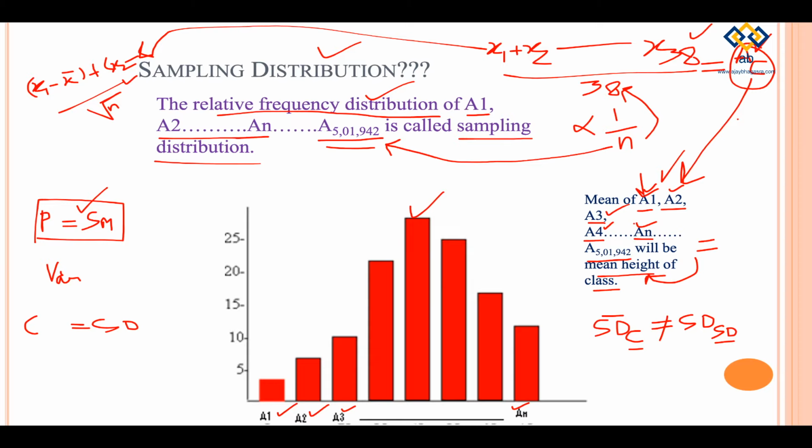Since the number of observations in sampling distribution are in lakhs, they are 5 lakh 1942. So the standard deviation of sampling distribution would always be less than the standard deviation of population, right? So this thing, which is the class, would always be higher than this thing, which is the standard deviation of sampling distribution.